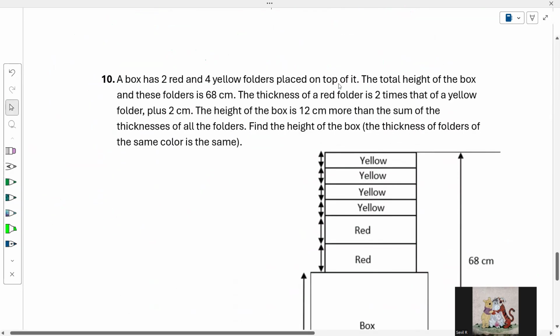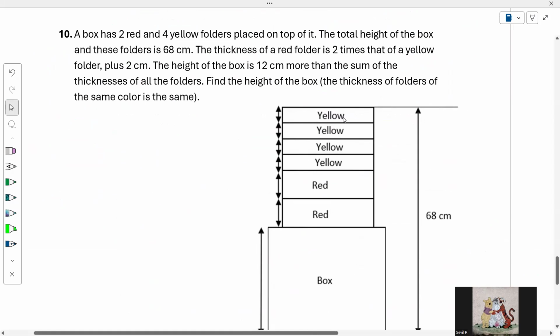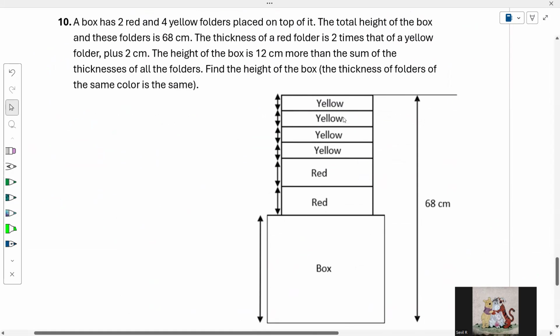Okay, now number 10. A box has 2 red and 4 yellow folders placed on top of it. The total height, we see it from the picture, no need to analyze. The total height of the box and these folders is 68. As you see, everything is 68. The thickness of a red folder is 2 times that of a yellow folder. Let the smaller ones be x, and your red one will be 2x.